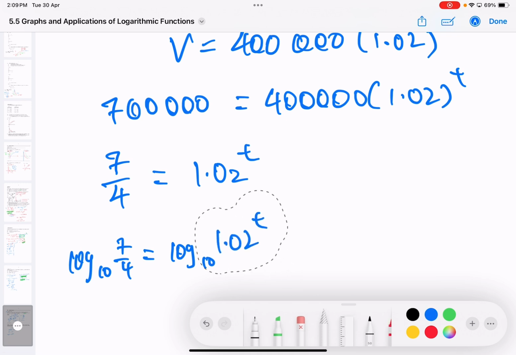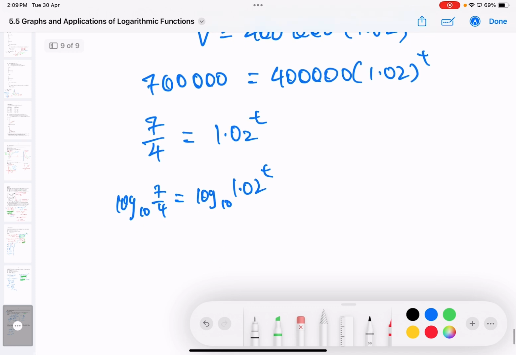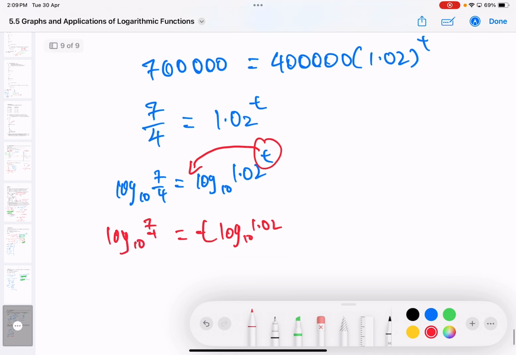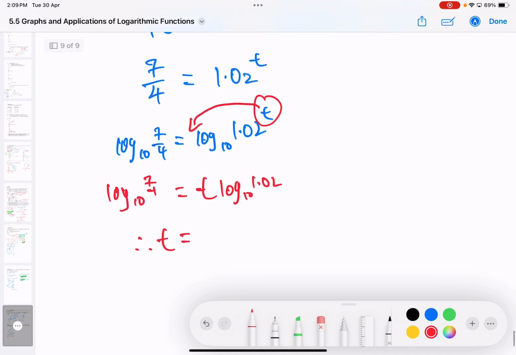Let me bring this up so it's a bit clearer. Because I log both sides, this t, I can bring it down. Remember the power law of logarithms? So I'm going to get t log 1.02 equals log of 7 over 4. Therefore t is log base 10 of 7 over 4, over log base 10 of 1.02. Enter this in your calculator and see what you get.